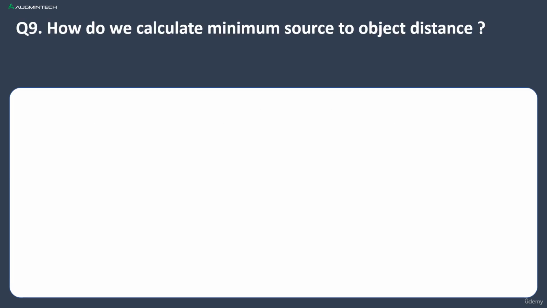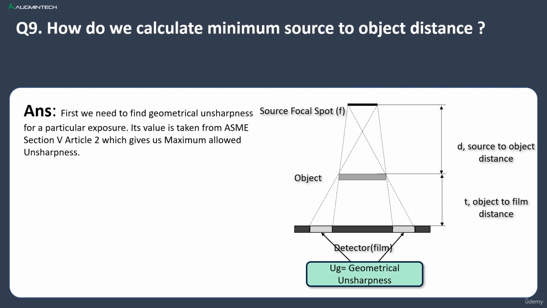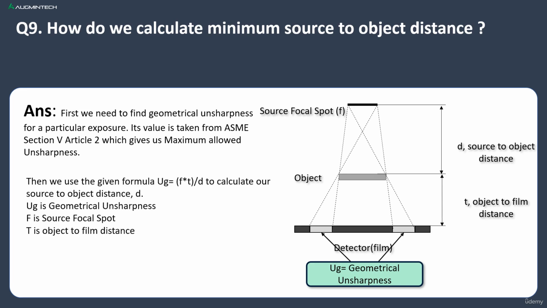Moving on to our next question, which is how do we calculate minimum source to object distance? To calculate this, first we need to find geometrical unsharpness for a particular exposure. Its value is taken from ASME Section 5 Article 2, which gives us maximum allowed unsharpness. Then we use this given formula to calculate our source to object distance. So, knowing the source size, object to film distance, and geometrical unsharpness from the table, the unknown minimum source to object distance can be found.